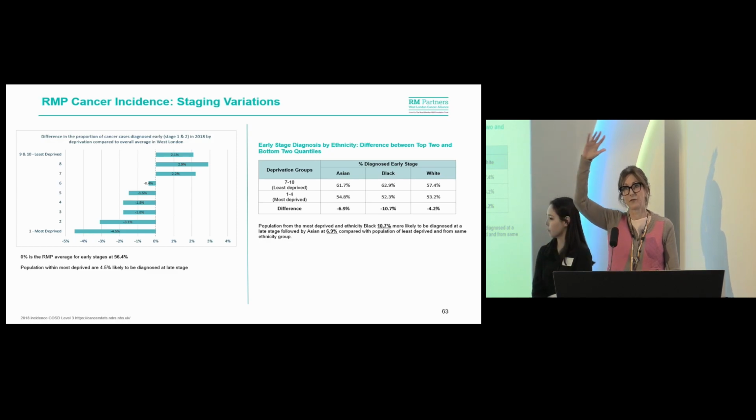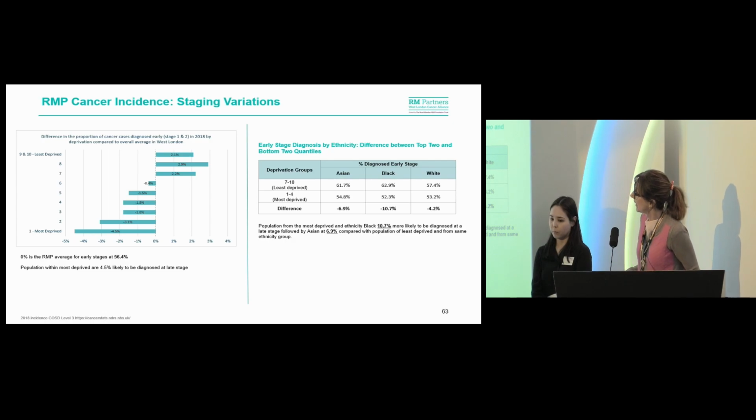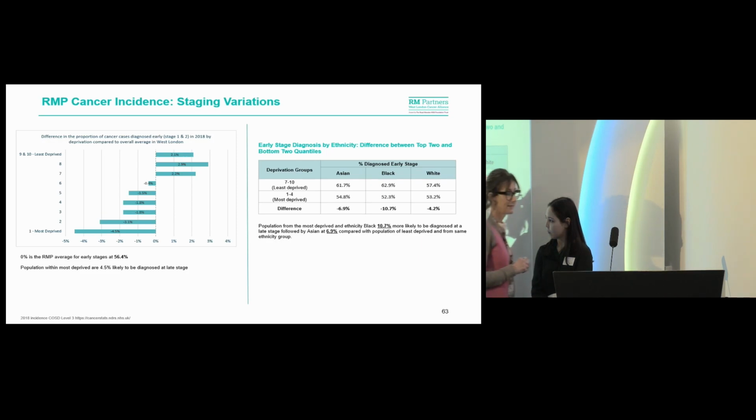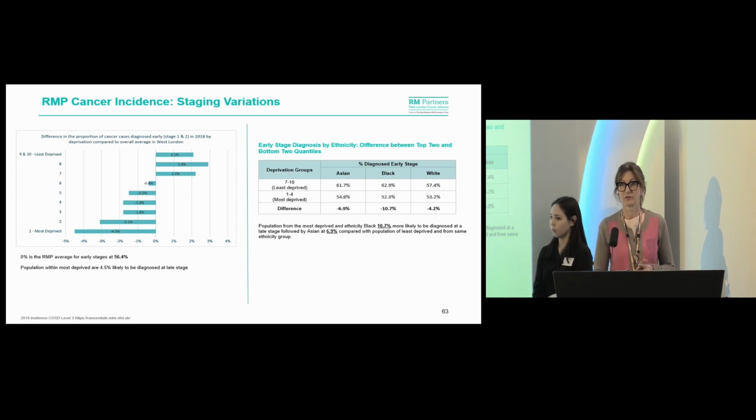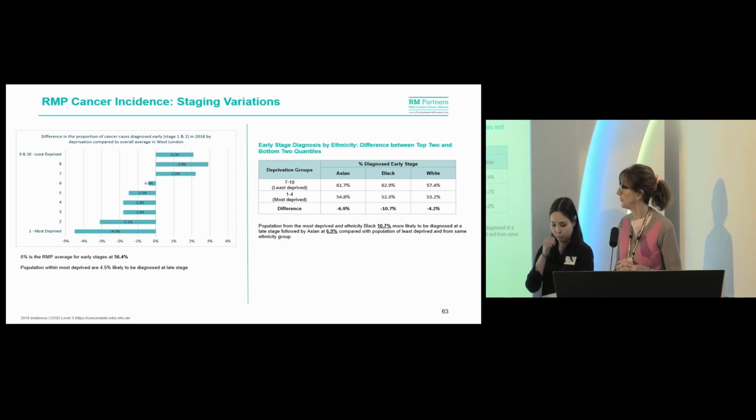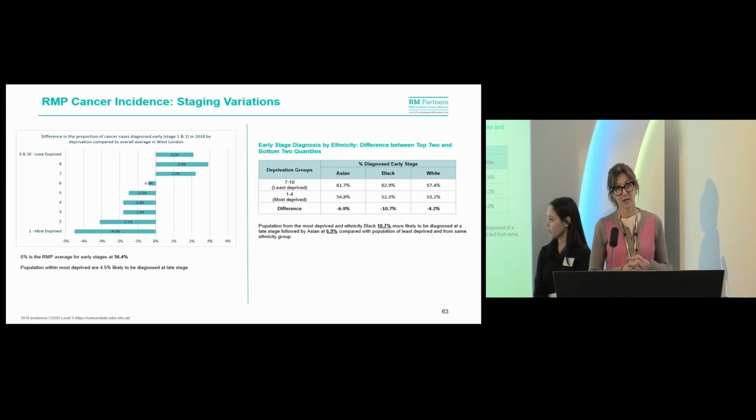RMP covers from Hillingdon to Croydon, so northwest London and southwest London. What you can see is that in the least deprived areas, you are much more likely than average to be diagnosed with stage 1 or 2 cancer, about 2 to 3%. Whereas in the most deprived areas, you are 4.5% less likely to be diagnosed early. And the difference between the richest and poorest is 6.1%.